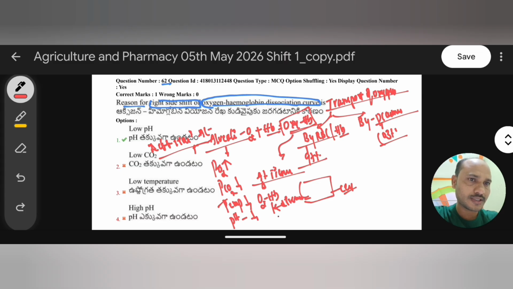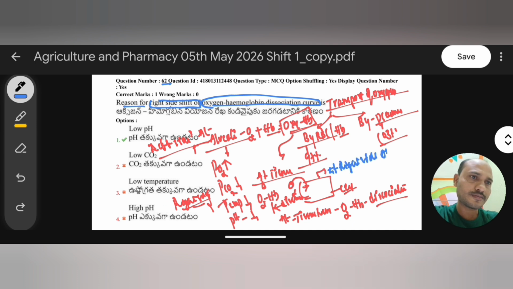So at tissue level, what is formed here? Oxygen dissociation will be formed. When oxygen and hemoglobin get dissociated from each other, the freed oxygen will enter into this tissue. Remember, at the right side, I am writing at the right side, at tissue level, the oxygen will enter into this tissue by oxygen hemoglobin dissociation.